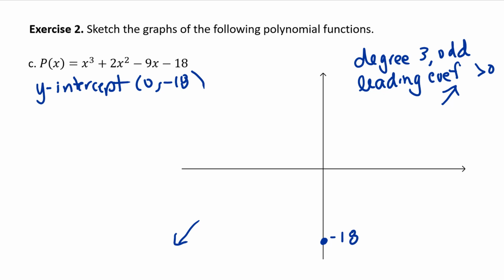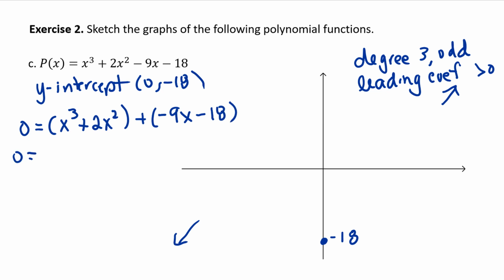Now to find the x-intercepts, we're going to have to factor that 4-term expression. Let's do it by grouping. So I'm going to say 0 is equal to, let's group x cubed plus 2x squared, plus, let's group negative 9x minus 18.